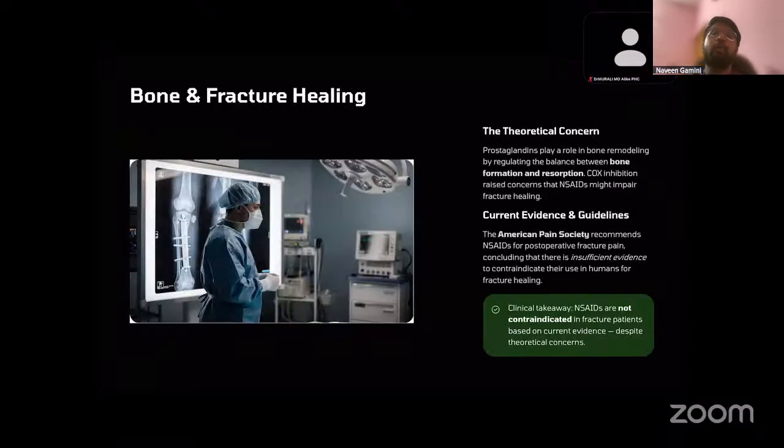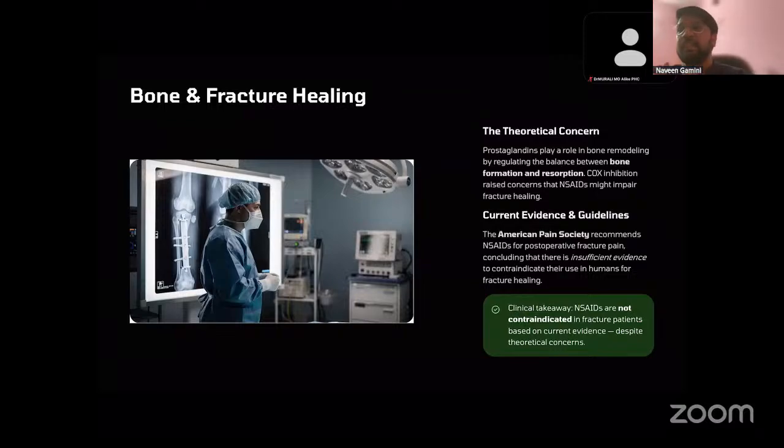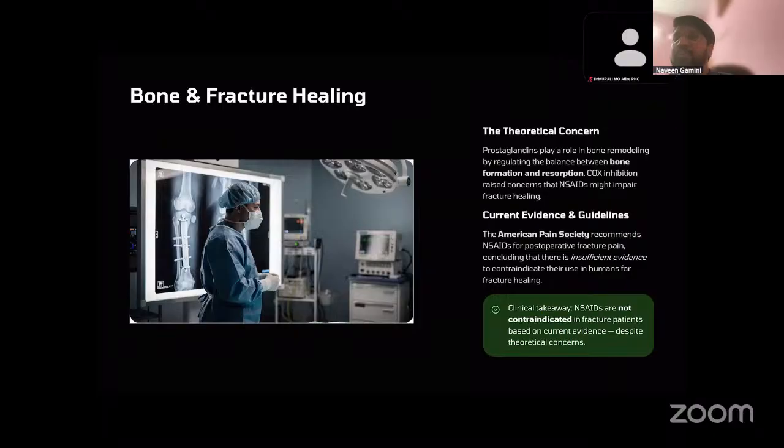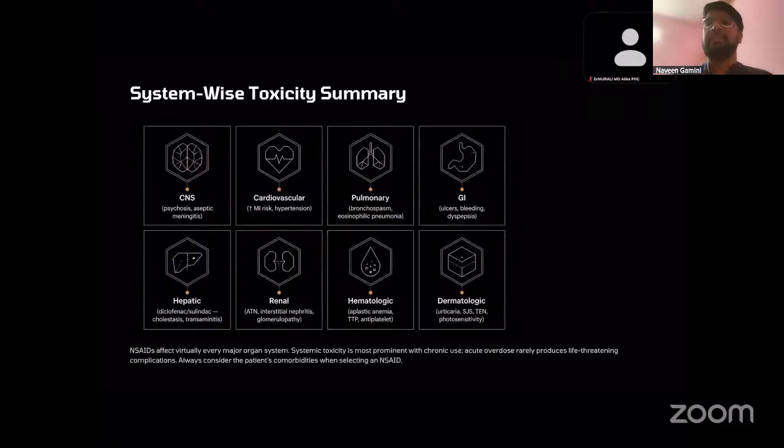And regarding bone and fracture healing, there's a theoretical concern that prostaglandins play a role in bone remodeling. So if you use COX inhibiting drugs such as NSAIDs, it will impair fracture healing. But the current evidence and guidelines clearly say that NSAIDs are not contraindicated in fracture patients, despite the theoretical concerns. So to summarize, we have discussed the CNS.